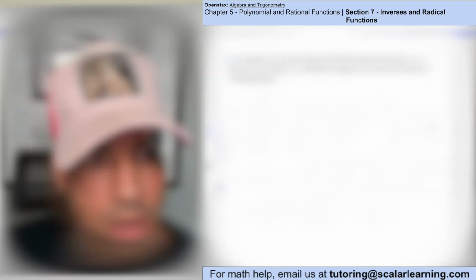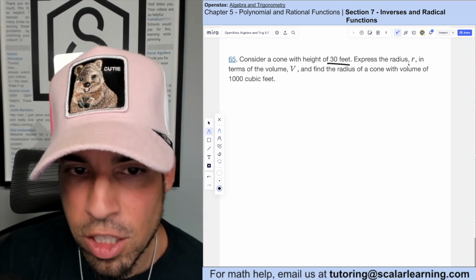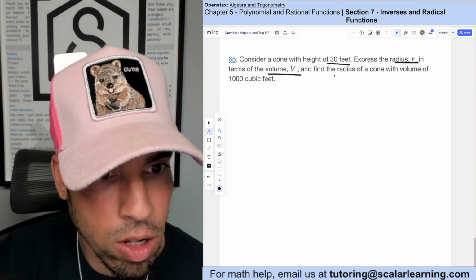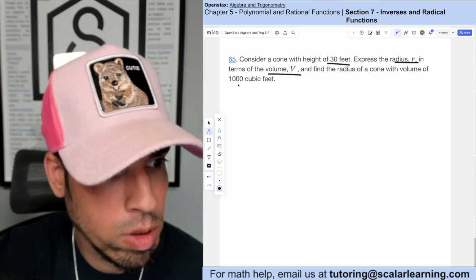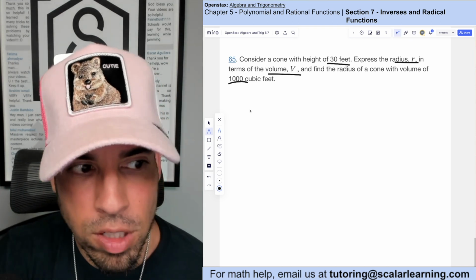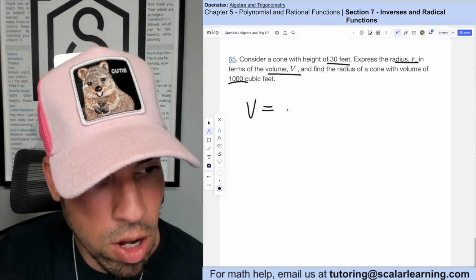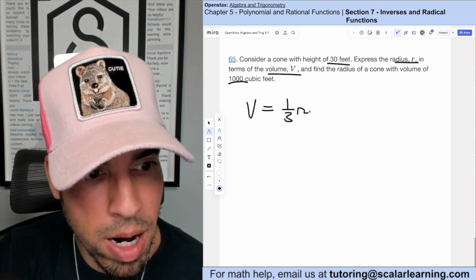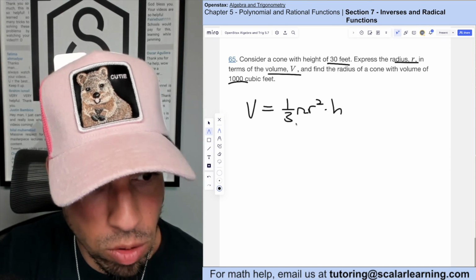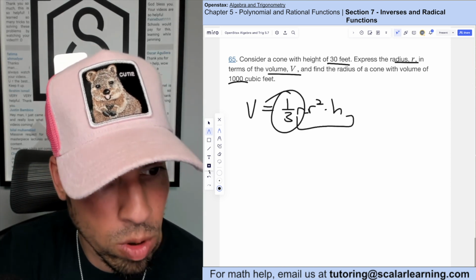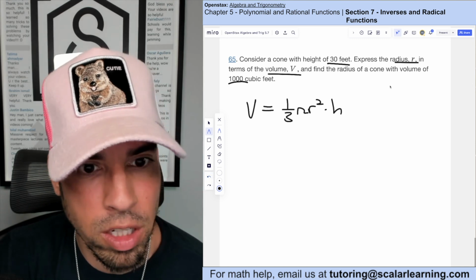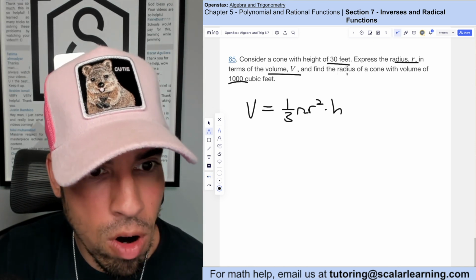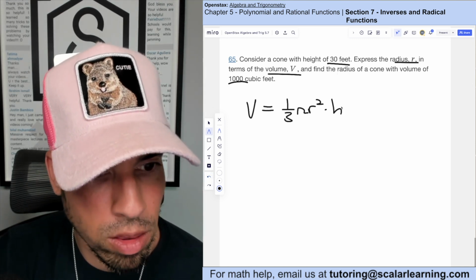Boom. Done. Consider a cone with a height of 30 feet. Express the radius in terms of the volume and find the radius of a cone with a volume of 1,000. So they didn't give us the formula, but the formula for the volume of a cone is 1/3 pi r squared times h. So it's like a cylinder with that additional 1/3. And now all we're doing is we're isolating for r, and also we're plugging in 30 for height.